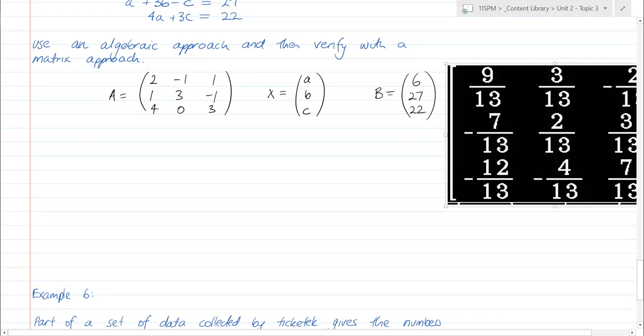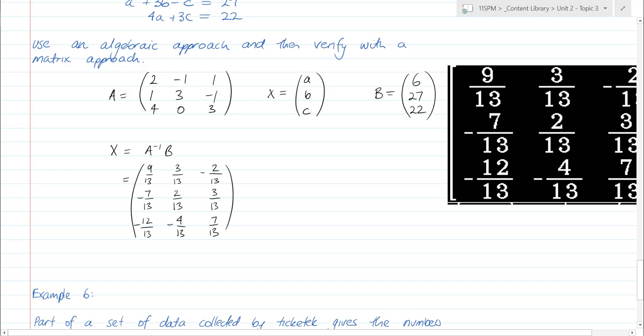And what do I do with that inverse matrix? Times it by B. Excellent. So X will be equal to A inverse B, which will be equal to 9/13, 3/13, -2/13, -7/13, 2/13, 3/13, -12/13, -4/13, and 7/13. What do you think the determinant might be of A inverse?